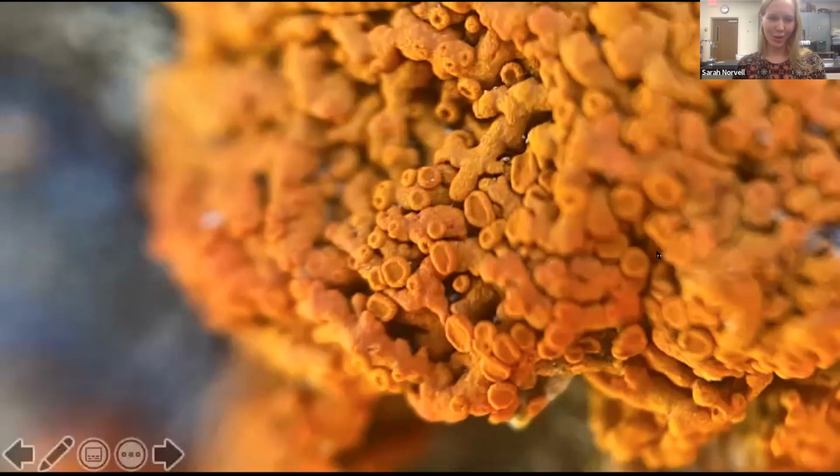I will also show you what my plots look like and how I'm able to go about surveying for something so small in such a large area. And then I will finish up by sharing just a few of my favorite species that I've identified so far during the inventory. And hopefully we'll have a couple minutes left over for questions.